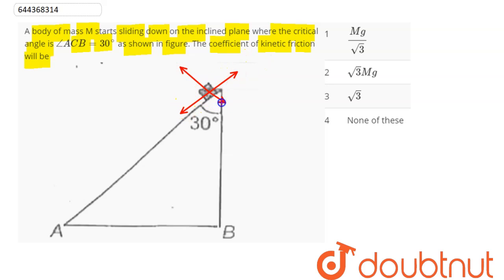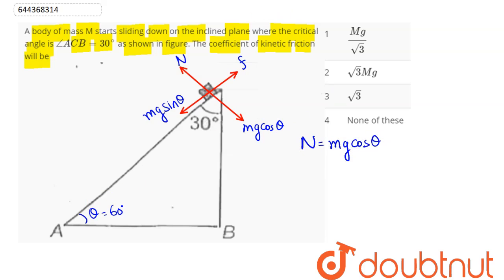Here this is normal, and here this is our, let's say, mg cos of theta. So this here is mg cos theta, this here is our normal, this here is mg sin theta, and this here is the friction. This is our angle of repose, which is equal to 60 degree, at which the body just starts sliding down. So we have here normal equal to mg cos of theta, and we can say here friction is equal to mg sin of theta.